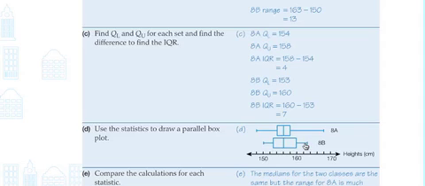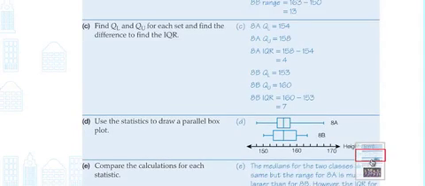And you can see that even our extremes are a lot closer together here. We don't have as much of a spread in our data, and this is what our parallel box plots can help us see.